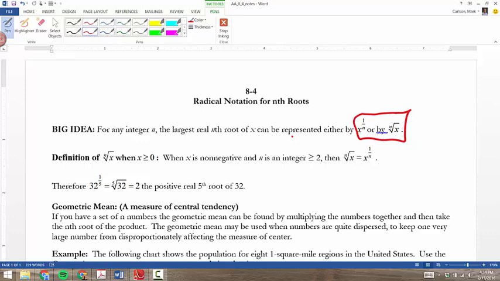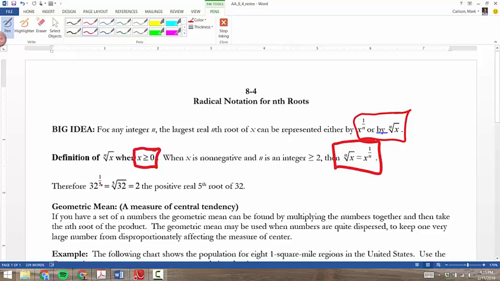So when we say the definition of the nth root of x, and that's how we read it, the nth root of x, we're only going to look at it for right now when x is greater than or equal to 0. For right now, that's all we're going to limit it to. It says that when x is non-negative and n is an integer greater than or equal to 2, these two things will be exactly the same.